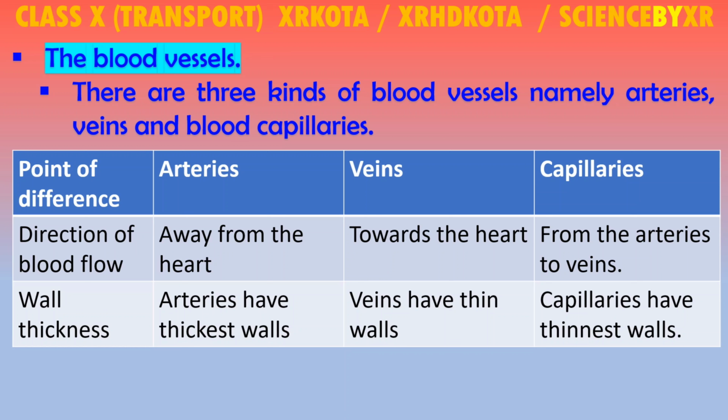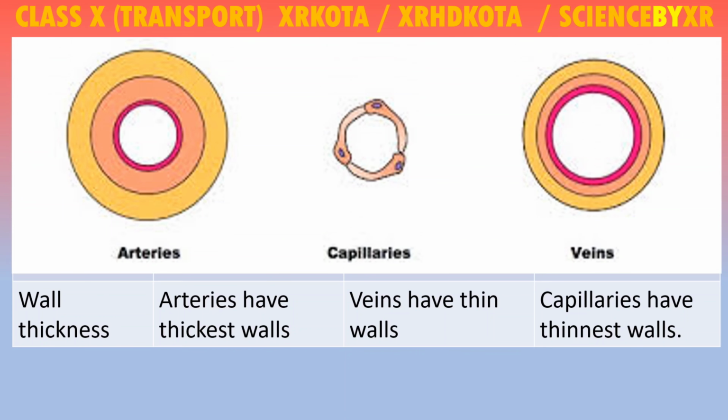Okay, second, the wall thickness. The arteries have the thickest walls, the veins have thin walls, and the capillaries have the thinnest walls. The walls of the capillaries are so thin that oxygen and other things can immediately pass through them. Okay, the wall thickness you can see here. The arteries are very thick, which is shown by the three layers over here. One, two, three. You can see how thick it is. The veins are thin. You can see only this much thickness.